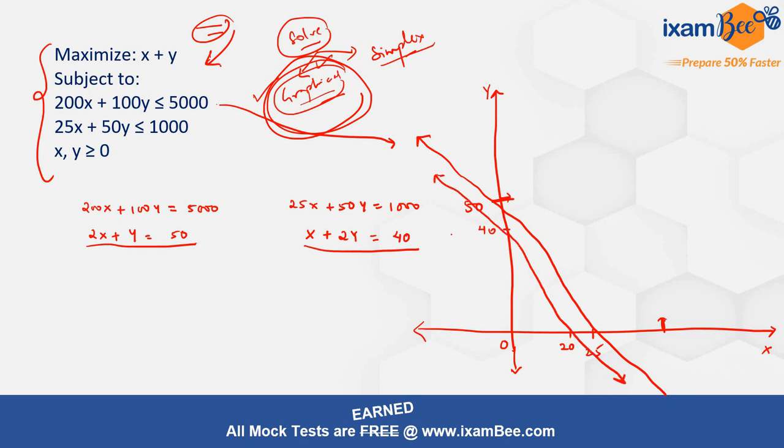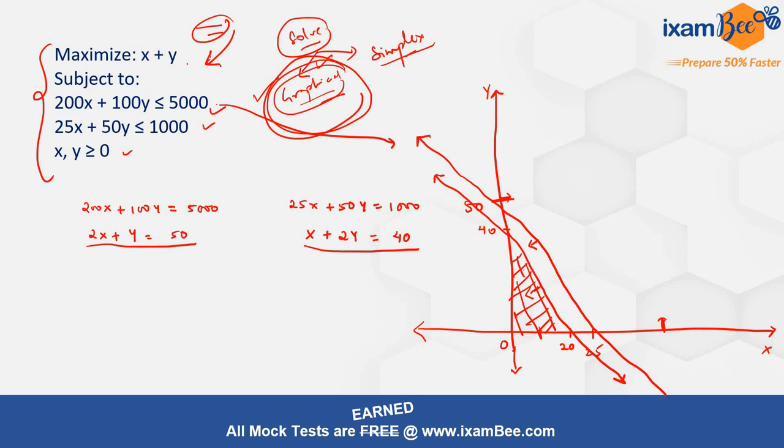Now how do we find out the feasible region in this case? So now we use the inequality symbol. It says 2x plus y less than or equal to 50, meaning that it's below this line, right? And this equation says x plus 2y less than or equal to 40. So again it is below this, right? So your common region which satisfies all these four constraints would be this area, right? This area satisfies all the constraints.